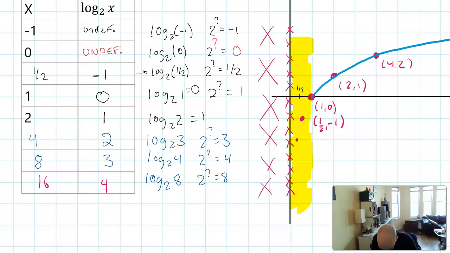And if we did more points with the fractions that have powers of 2, we'd start to get more and more negative values. I'm not going to put them in the table, but I'll just put them on the graph. We have (1/4, -2), (1/8, -3), and so on.